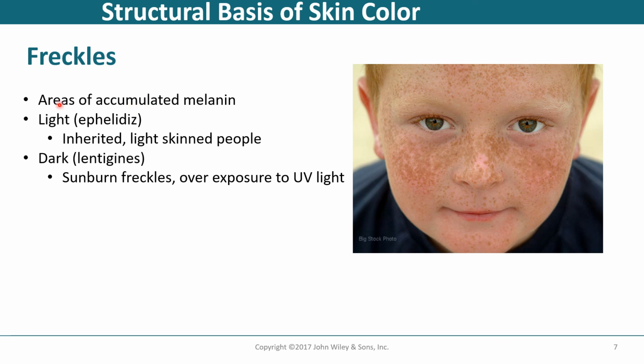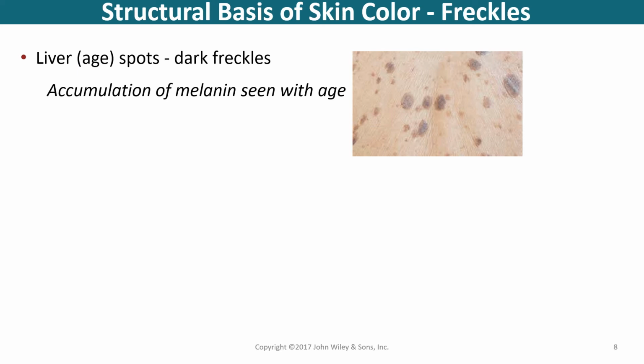You can have light freckles, which are inherited, like this little guy has got. I think we call those ephelides. Or we can have dark freckles, which are lentigines. These freckles are not random, but they can be intermittent due to sunburn. Sometimes when people get sunburns, they'll get freckles that show up for a little while. That's basically an overexposure to UV light, because that UV comes from the sun.